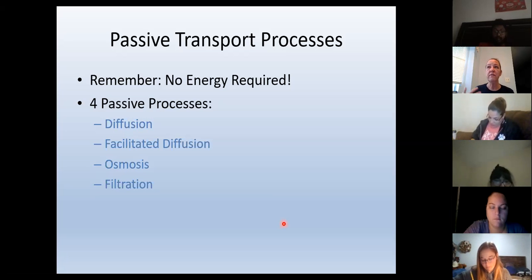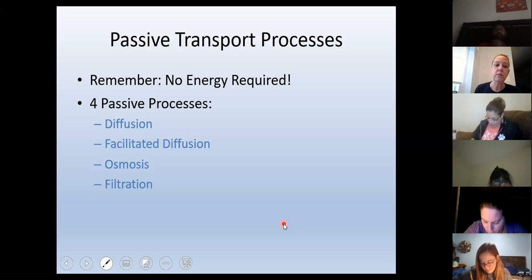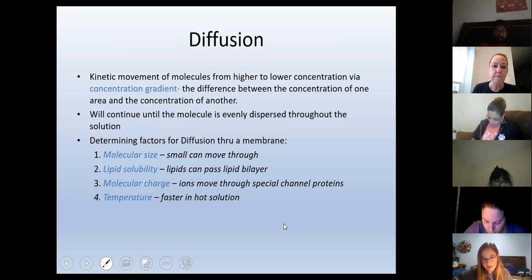Well, what does the word facilitated mean? Does anyone know? We have to aid it. Yeah, it needs help. We have to aid it. We have osmosis and we have filtration. So we're just going to go through the definitions of these 4 different transport processes.